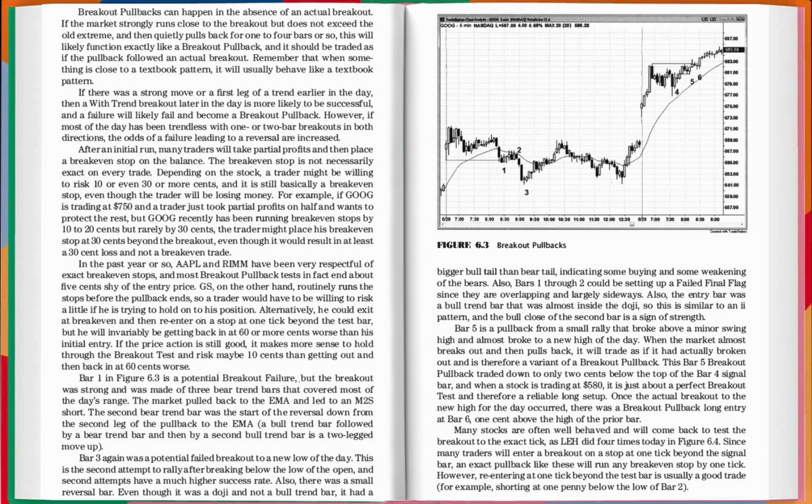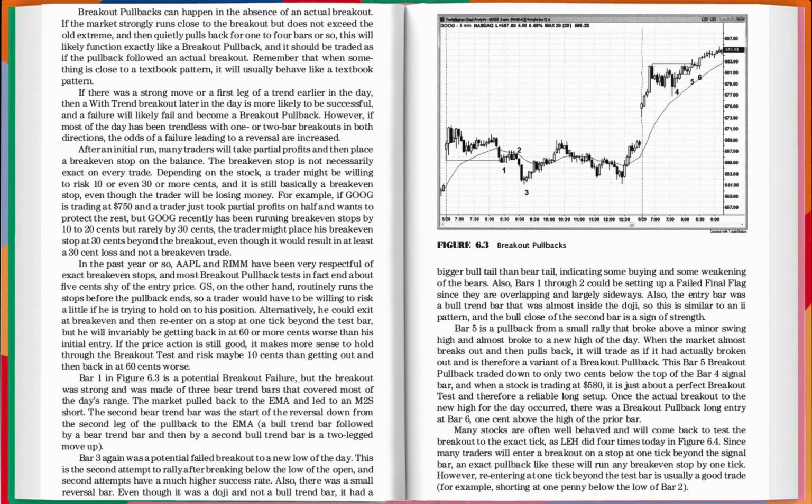Bar 1 in figure 6.3 is a potential breakout failure, but the breakout was strong and was made of 3 bear trend bars that covered most of the day's range. The market pulled back to the EMA and led to an M2S short. The second bear trend bar was the start of the reversal down from the second leg of the pullback to the EMA. A bull trend bar followed by a bear trend bar and then by a second bull trend bar was a 2-legged move up.